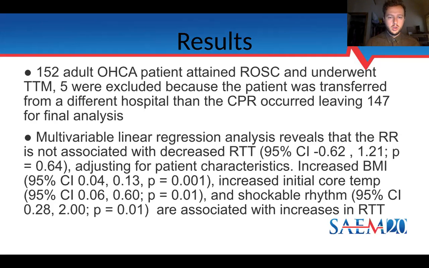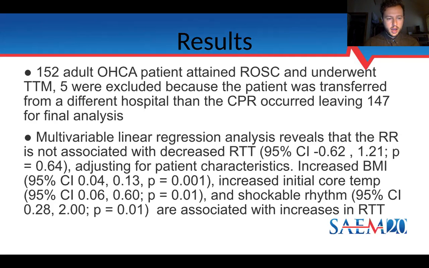Our multivariable linear regression analysis revealed that the resus resident is not associated with a decreased RTT when adjusting for patient characteristics. On the other hand, increased BMI, increased initial core temp, and shockable rhythm were associated with increases in RTT, and these make sense intuitively.